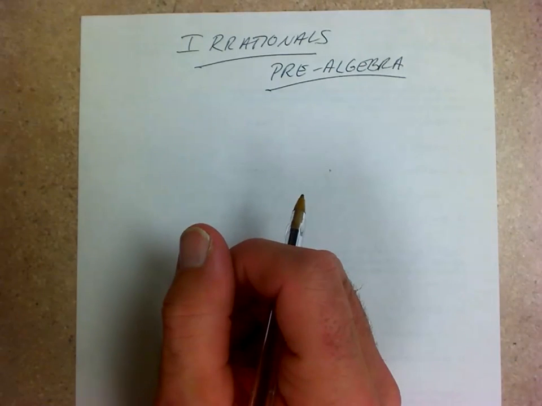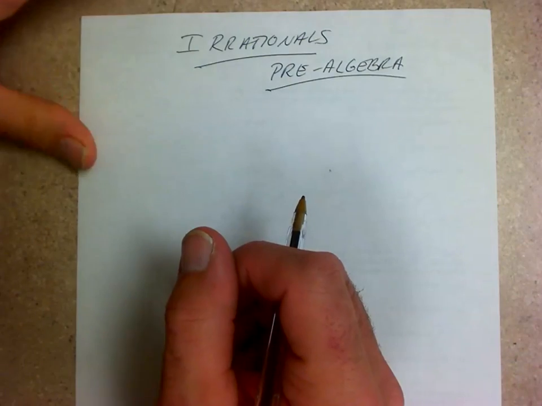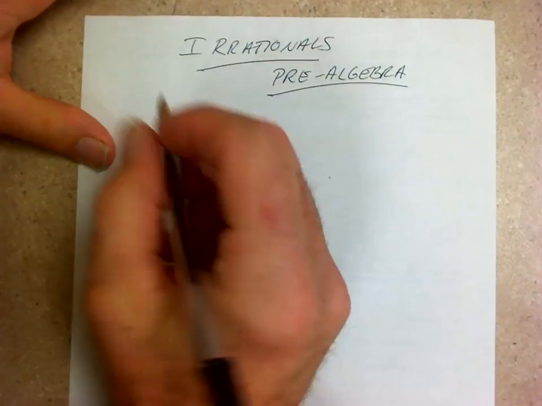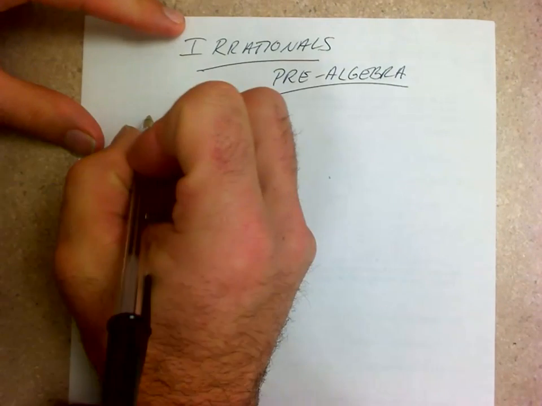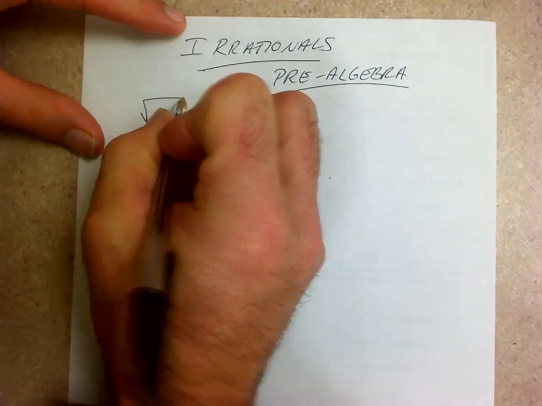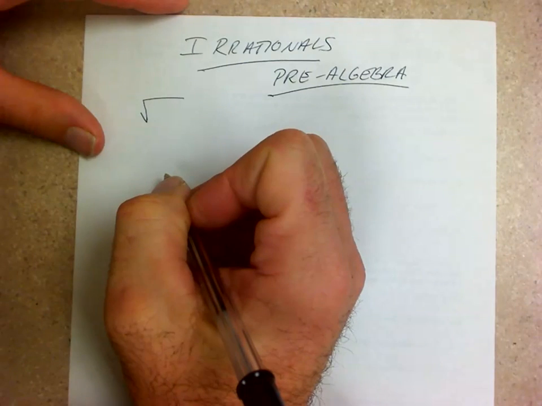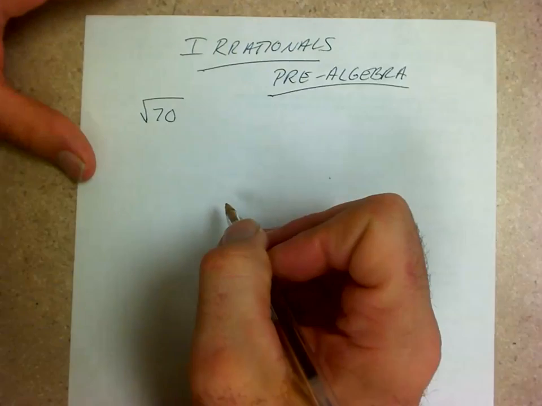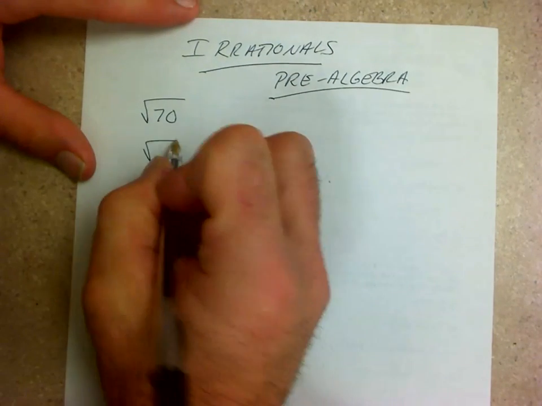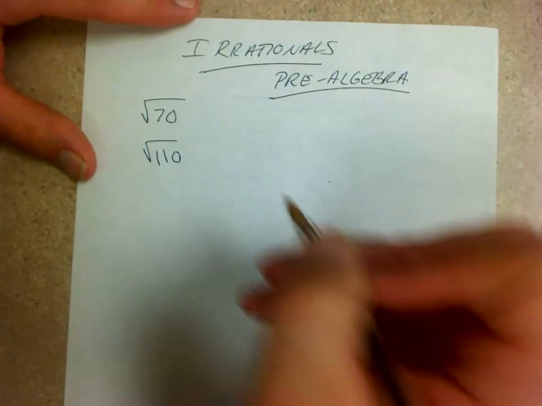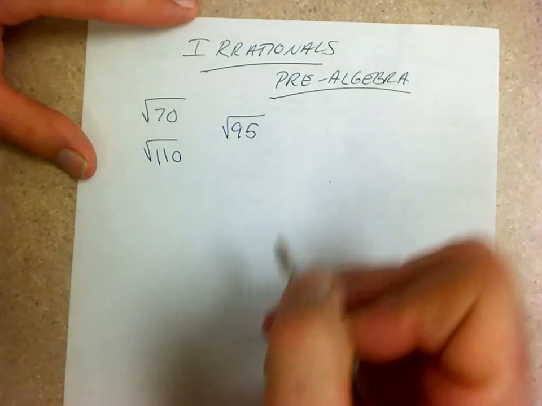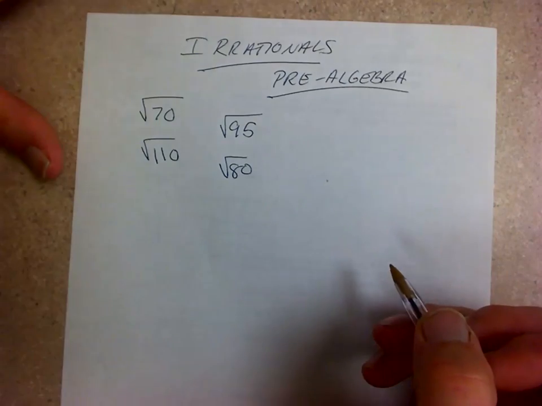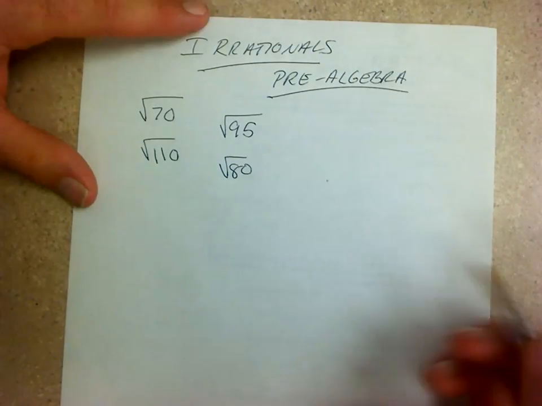Okay, so what we're planning on working on today are irrational numbers. As we discussed in class today, irrational numbers are those square roots that are not perfect squares. Square root of 70, square root of 110, square root of 95, square root of 80. All of those are irrational numbers because they are not perfect squares.